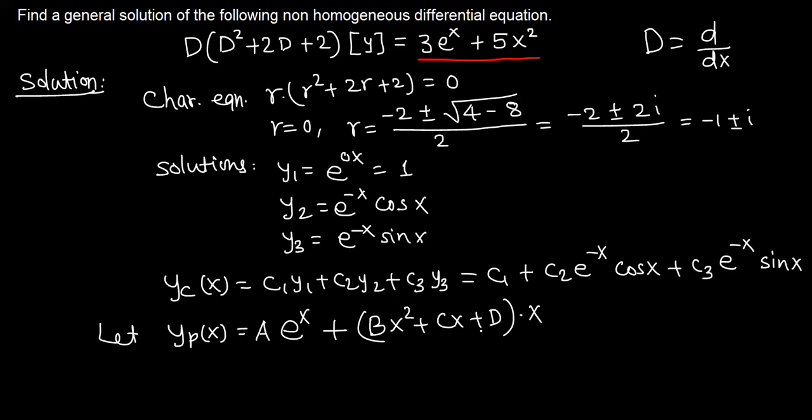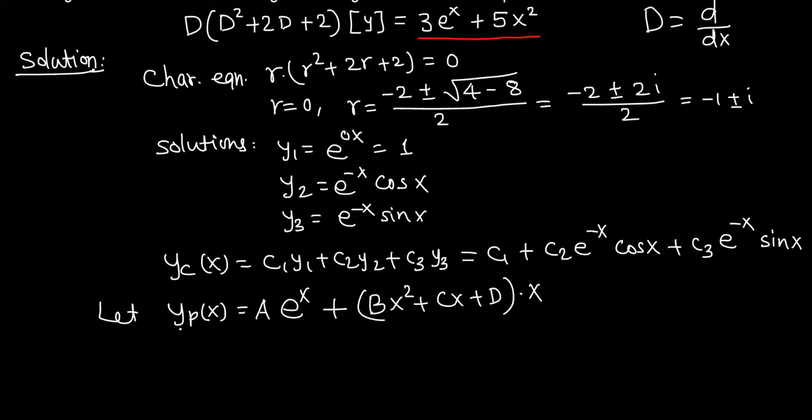Next, what we're going to do is determine a, b, c, and d. For that, we find the first derivative, second derivative, and third derivative, and plug them in here. This is in fact D cubed, the third derivative, plus 2D squared, the second derivative, plus 2D. Okay, this first derivative, y equals this. So let's find the first derivative.